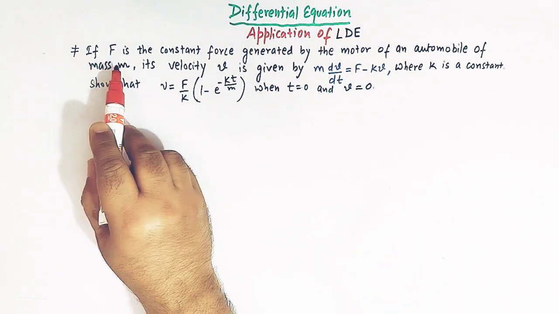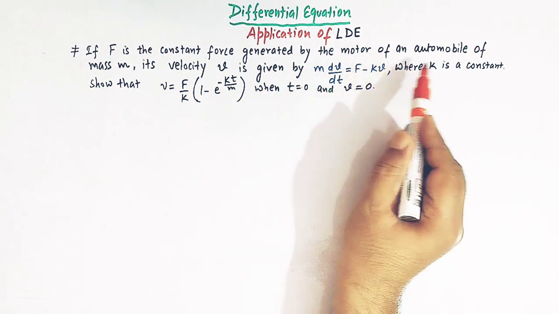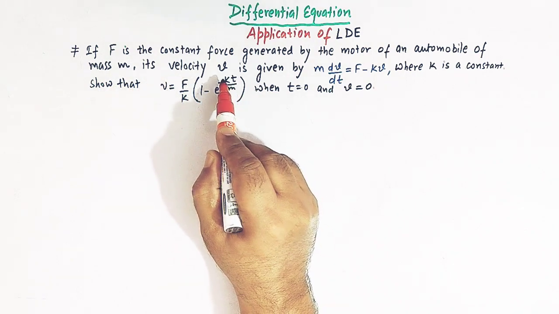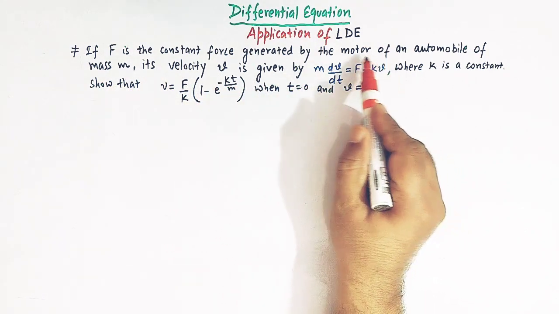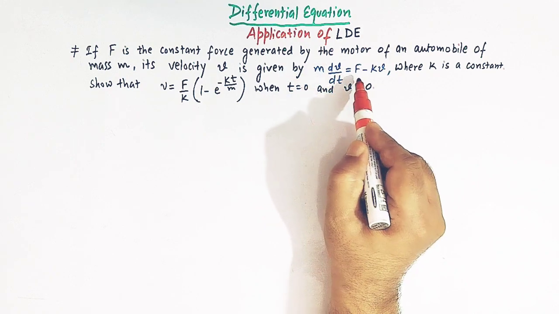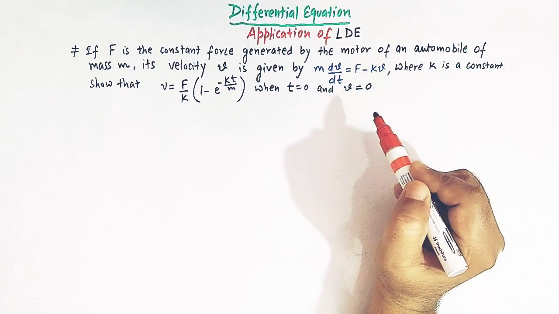If F is a constant force generated by the motor of an automobile of mass m, its velocity v is given by this expression: m dv over dt is equal to F minus kv, where k is a constant.